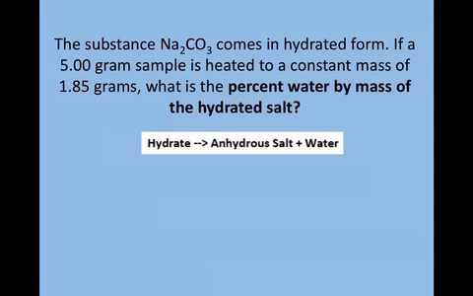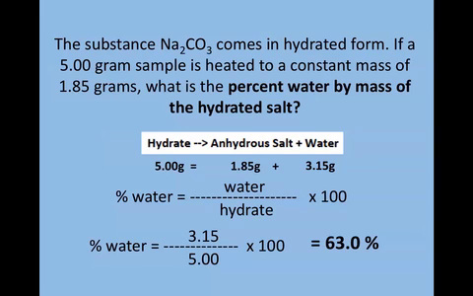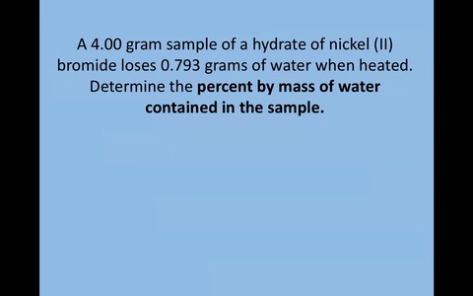So very similar, you start with that 5 grams of the hydrate that contains everything in it. We heat it to a constant mass, so that's going to be the anhydrous salt that's left in the dish. When we find the difference between those, that gives us the grams of water, which is that 3.15 grams. We plug it into the same formula, so we have our water divided by our hydrate times 100 to get 63%.